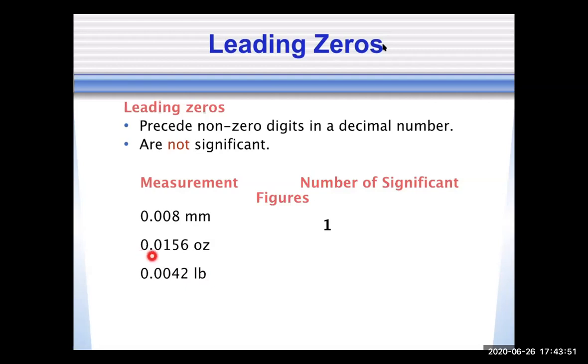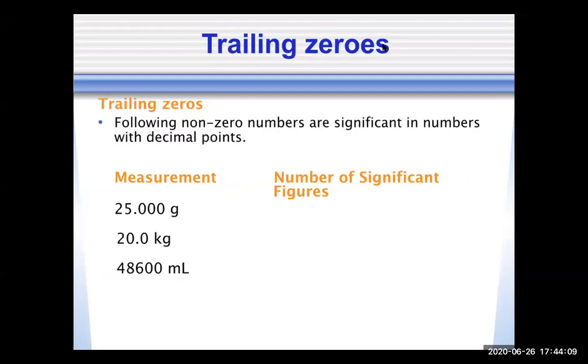Here we have 0.0156 ounces. The leading zeros are not significant, so 3 significant figures. And again, the leading zeros are not significant, so 2 significant figures. Okay, the trailing zeros. And this is the one missed most often.